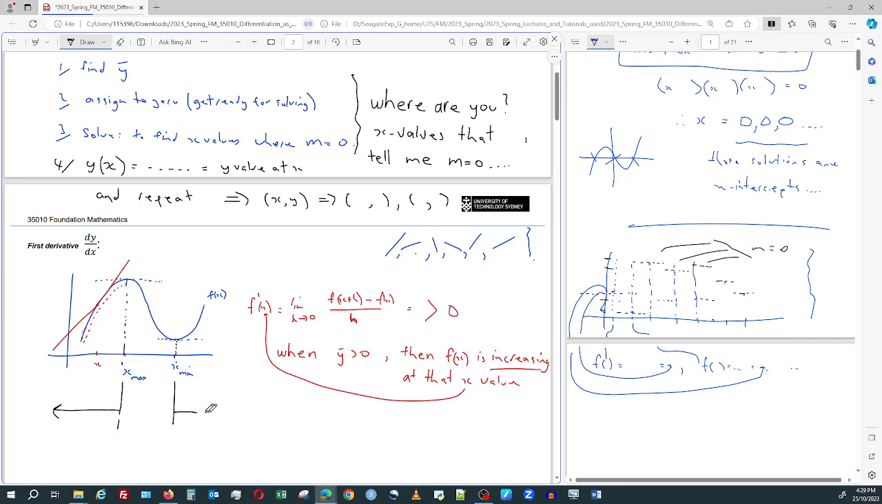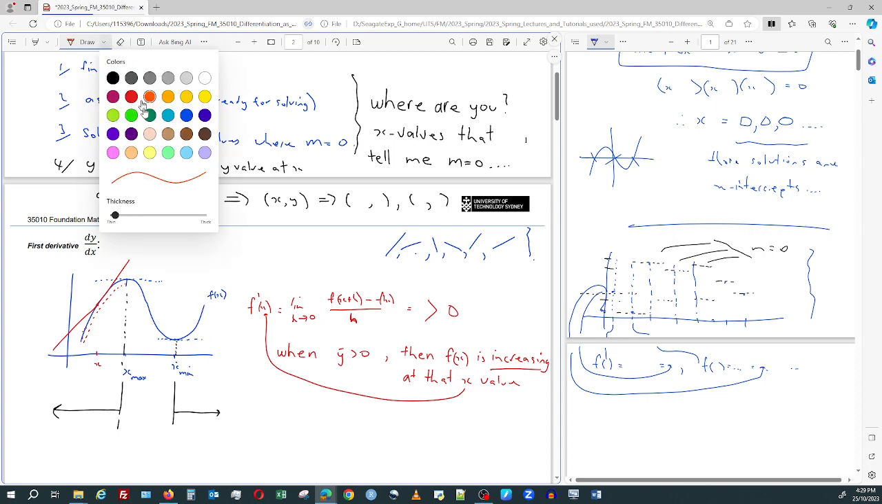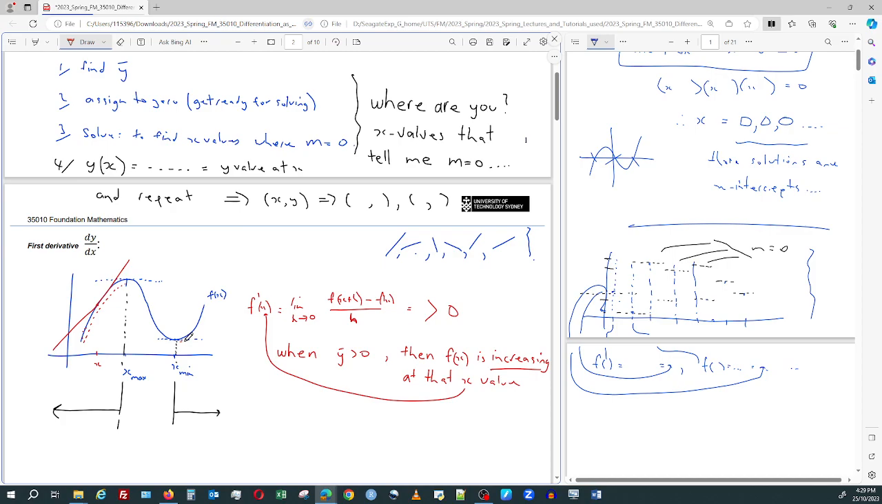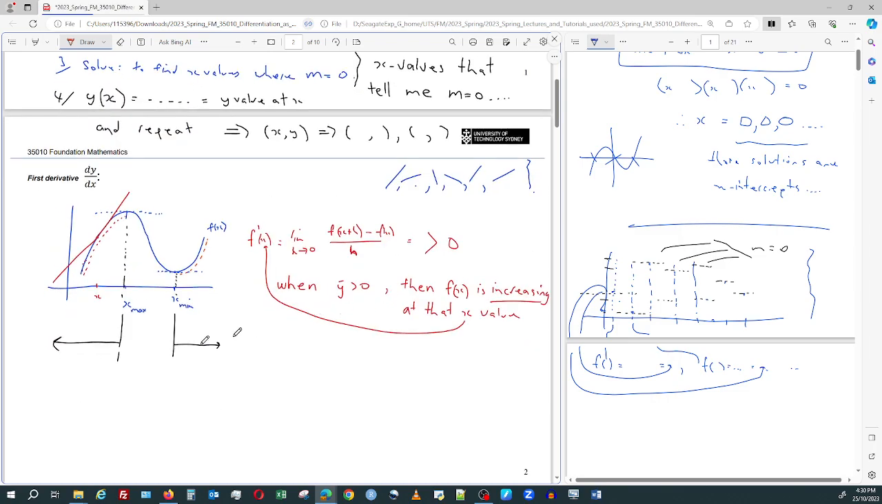Okay, for all the x values that go this way, look, f of x is increasing. There it is. The derivative at those x values is positive, greater than 0. So there's two locations in this graph where f dash of x is positive. So what about when f dash of x is negative?